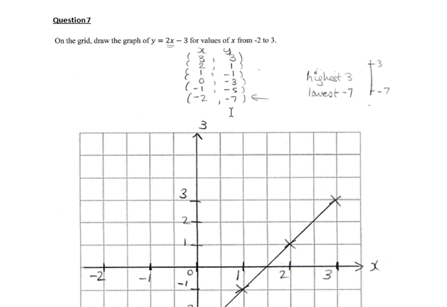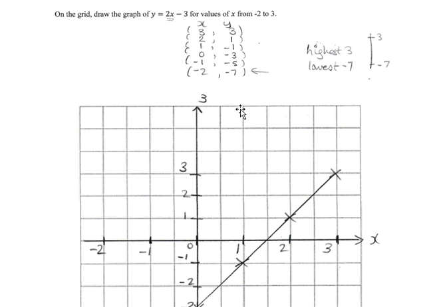On question 7, on the grid draw the graph of y equals 2x minus 3. Now no table is given, so you could make a table yourself. x goes from minus 2 to 3. So there are the x values. We work out the y values by multiplying by 2 and subtracting 3. So if x was 3, 2 times 3 is 6, 6 take away 3 is 3, and so on. Because it says 2x, the y values should go up in 2s, as they do.